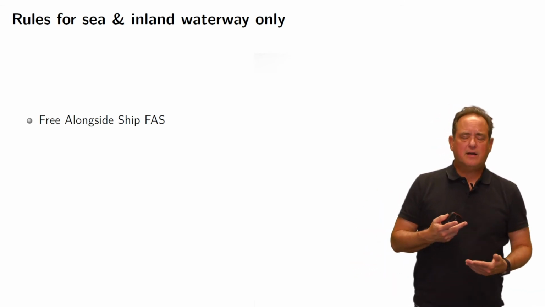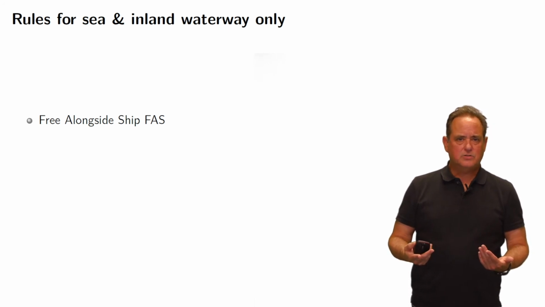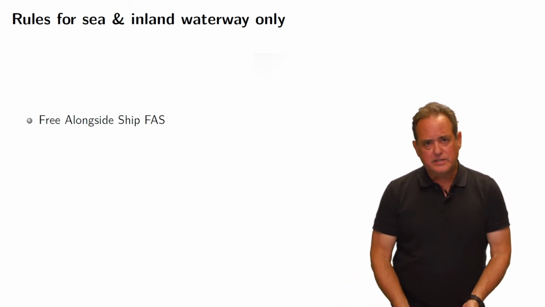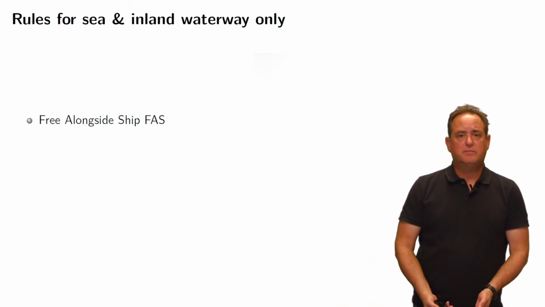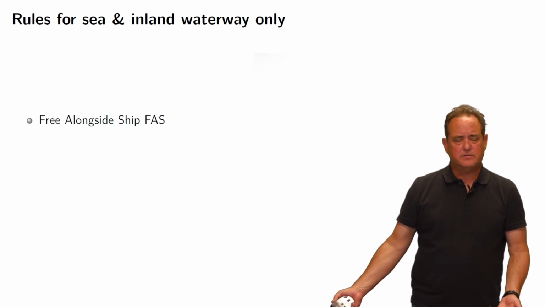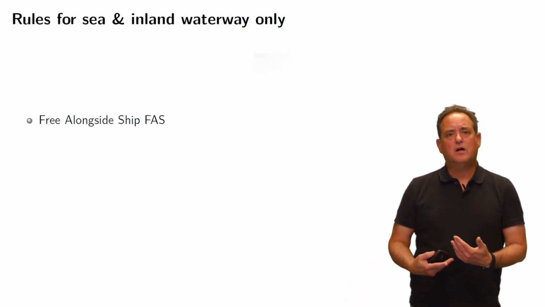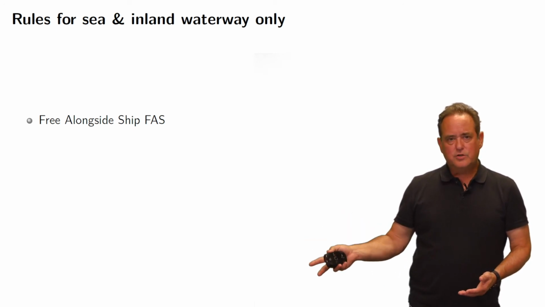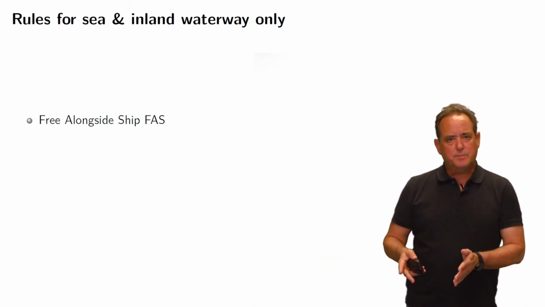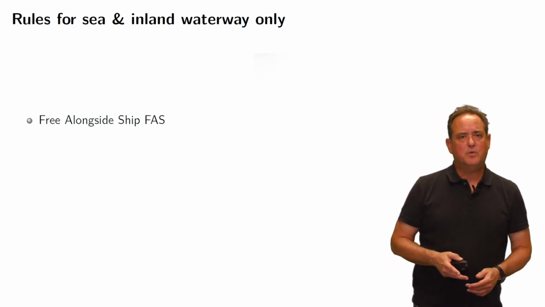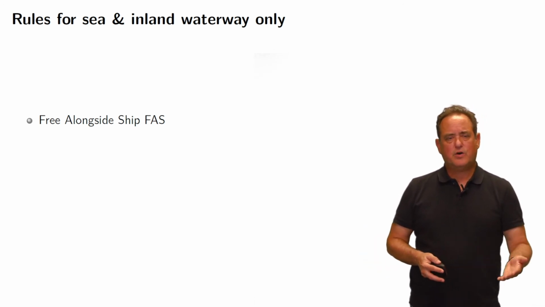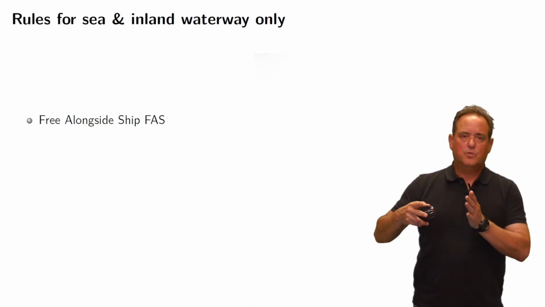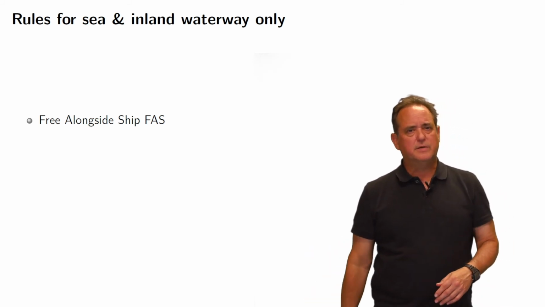So if we have a contract that calls for FAS, that means if I as a seller place the goods into the hands of my delivery service, or any delivery service, I still bear the risk of loss. And I will bear the risk of loss until those goods reach the side of the ship that is going to carry them away. So FAS, free alongside ship, means that the risk of loss is going to pass when the goods are placed next to the ship on which they're going to be transported.